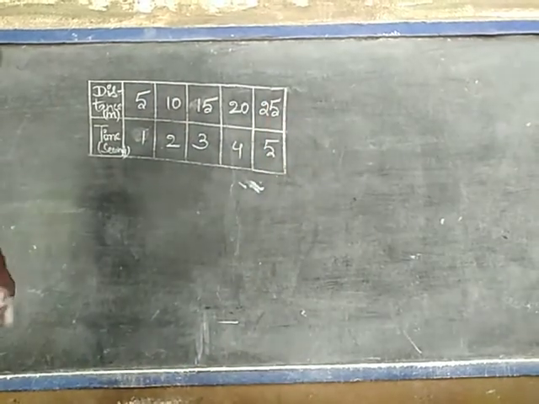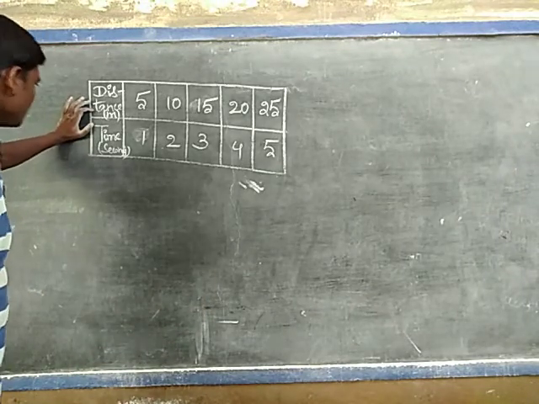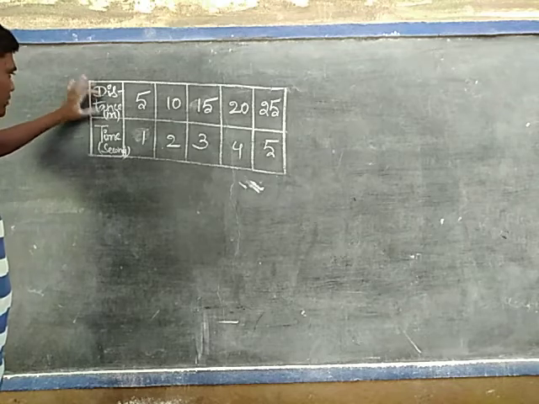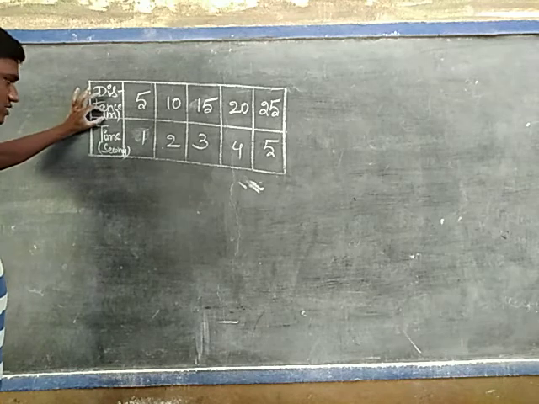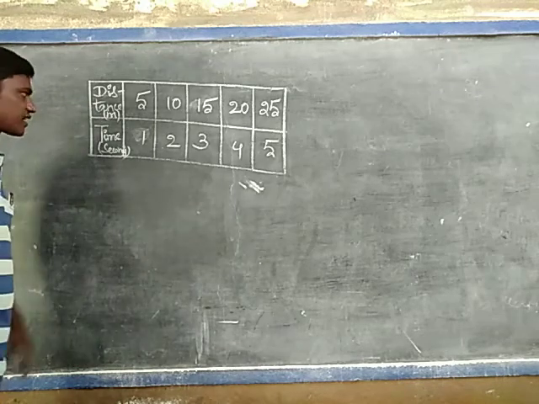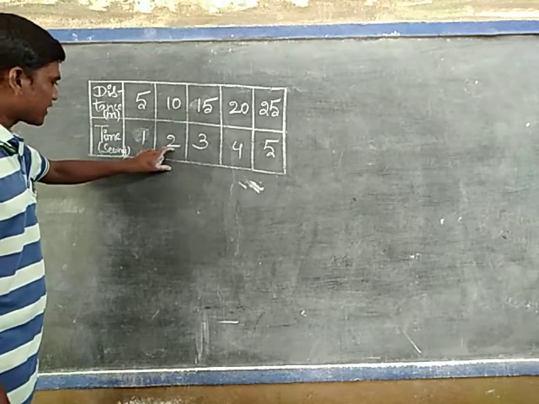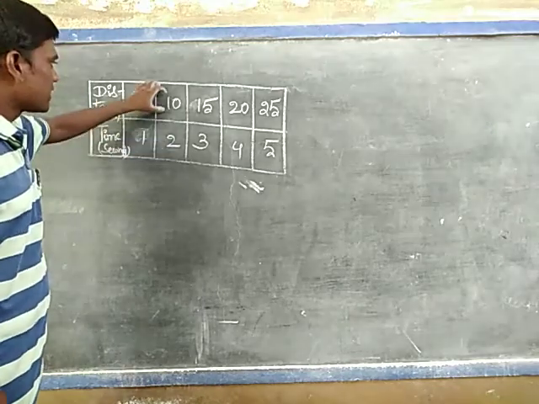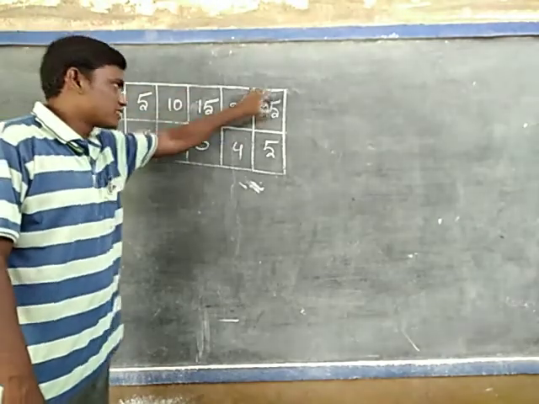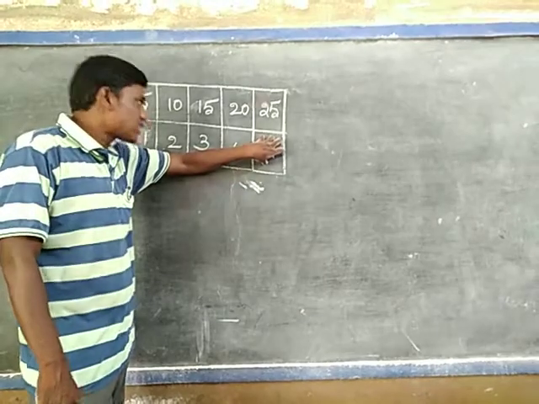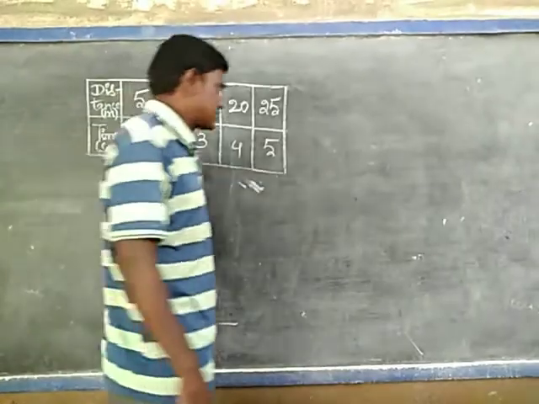So, in this tabular form, you observe very carefully. Two physical quantities are given, distance in meters and time in seconds. In the first second, 5 meters distance is traveled. In 2 seconds, it travels 10 meters. In 3 seconds, 15, and so on. And finally, after 5 seconds, the body has covered 25 meters.